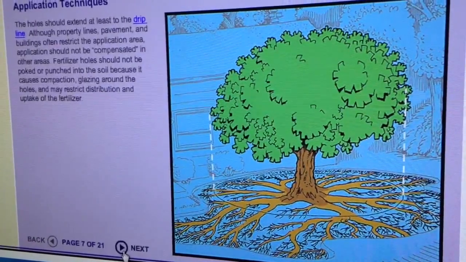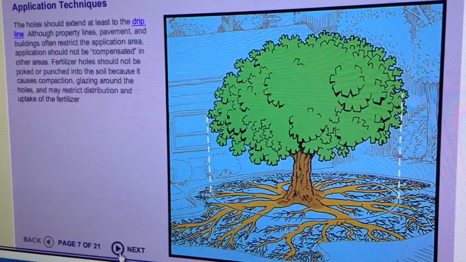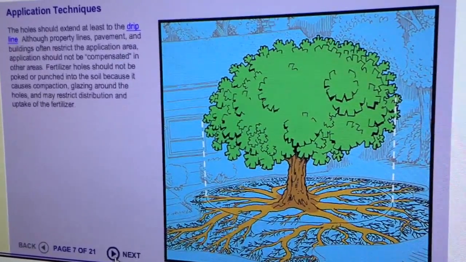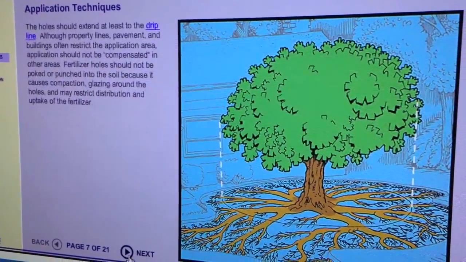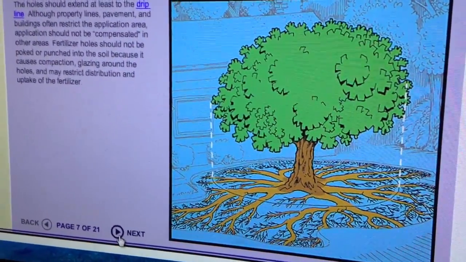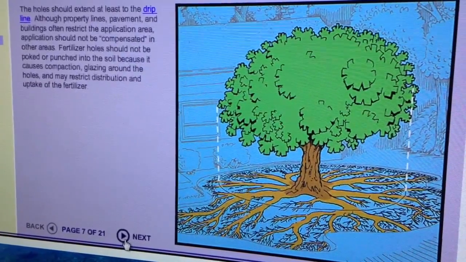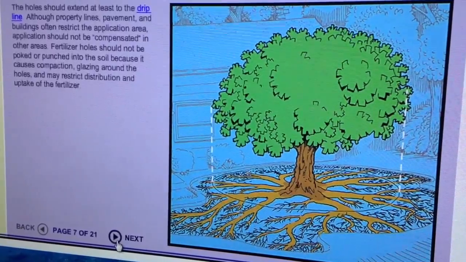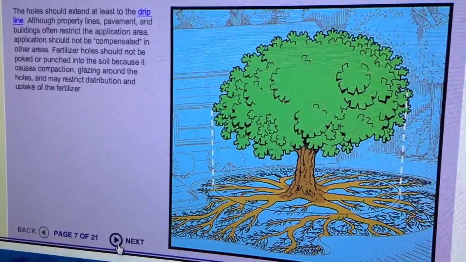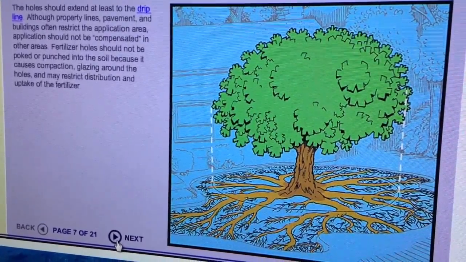The holes should extend at least to the drip line. Although property lines, pavement, and buildings often restrict the application area, application should not be compensated in other areas. Fertilizer holes should not be poked or punched into the soil because it causes compaction, glazing around the holes, and may restrict distribution and uptake of the fertilizer.